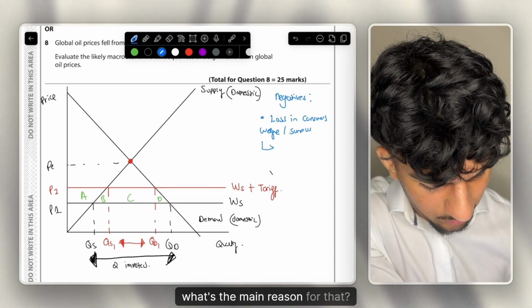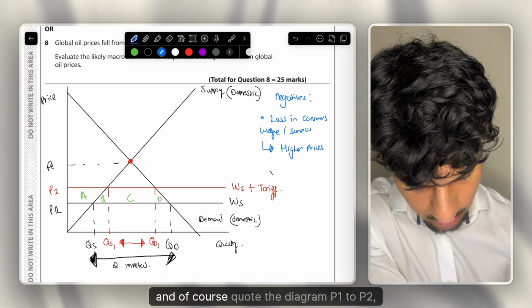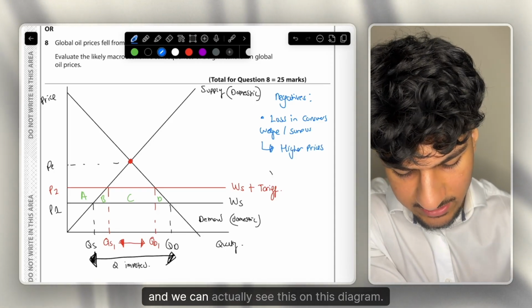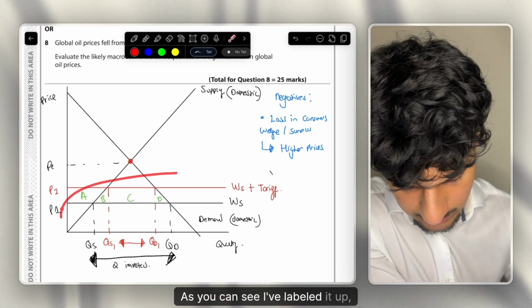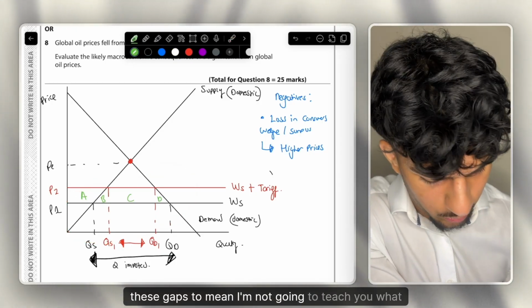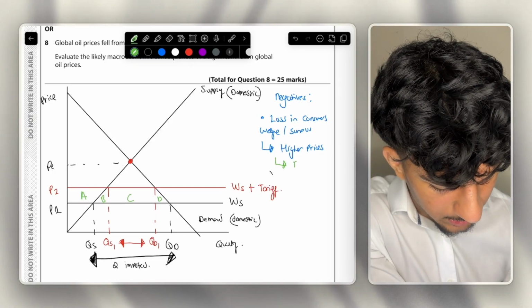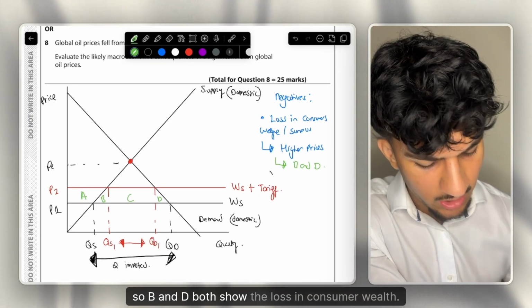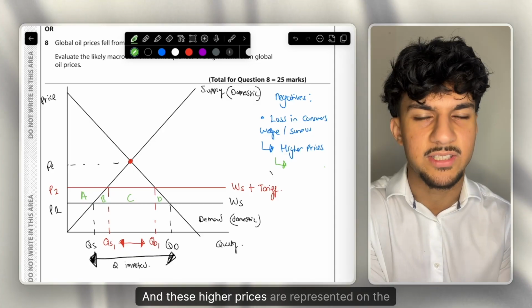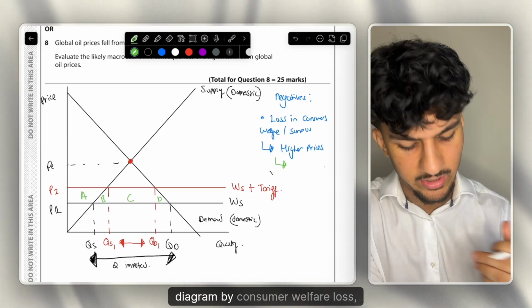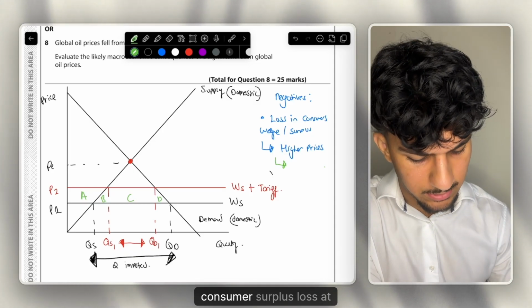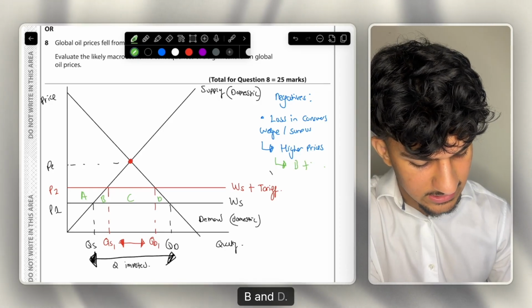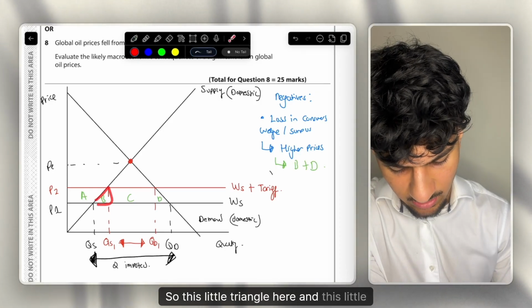Why? What's the main reason for that? Higher prices. And of course, quote the diagram from P1 to P2, and we can actually see this on this diagram. As you can see, I've labelled it up. I'm not going to teach you what each gap means, but B and D both show the loss in consumer welfare. And these higher prices are represented on the diagram by consumer surplus loss at B and D. So this little triangle here and this little triangle here.